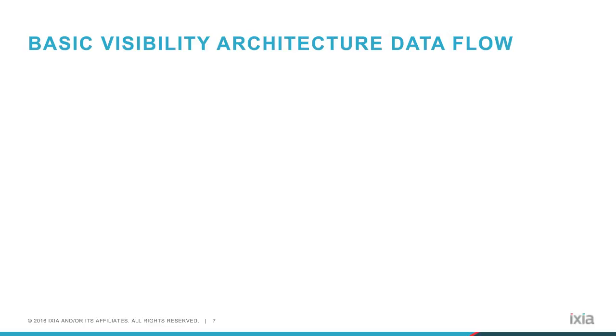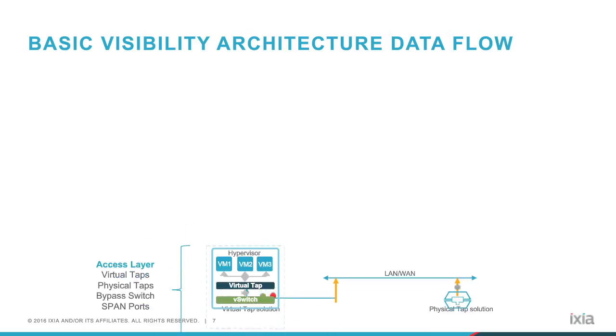From there, you can optimize your monitoring strategy by pooling resources, load balancing data across tools, filtering out non-pertinent data to the tools, and integrating tools and data flows to eliminate problems faster than before. We've literally seen customers reduce their mean time to repair by up to 80% simply by creating a visibility architecture.